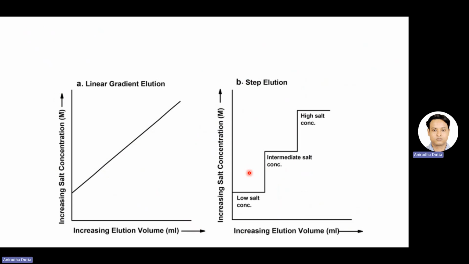So as we discussed, we can do two different kinds of elution. Either we can do a step elution, running a low salt buffer during binding and equilibration, and then step by step we can increase the concentration of the salt, and depending on the strength of binding, different proteins would get eluted at different salt concentrations. The weak binders will get eluted at lower or intermediate salt concentration, and strong binders will require higher concentration of salt for elution.